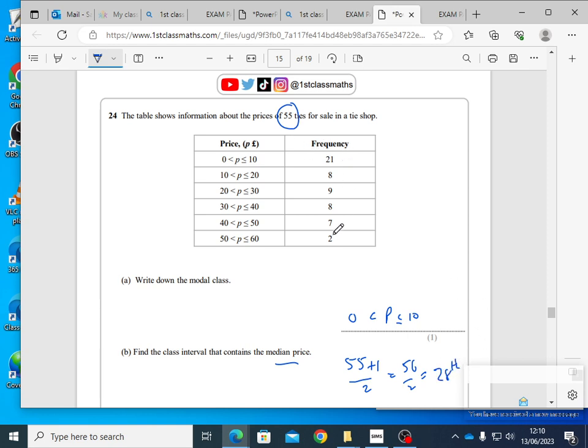Where is the position of the 28? Well, you can't tell straight away. We have to do what is known as a cumulative frequency. We're going to add up until we get to 28. So this includes the first 21 prices. Then add 8 onto there, gives me 29. So we can stop here because that will include the 28th value. So this here is where the median class interval will lie.